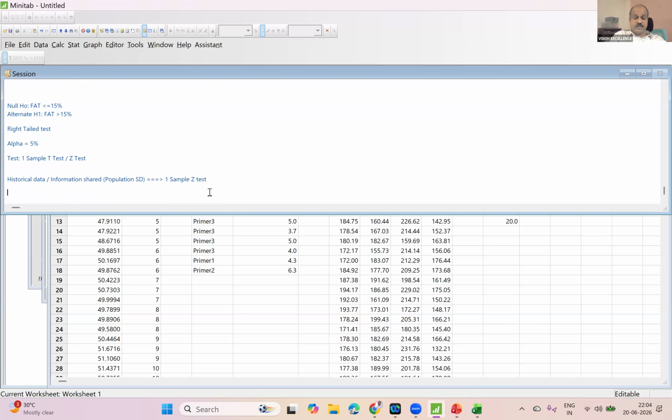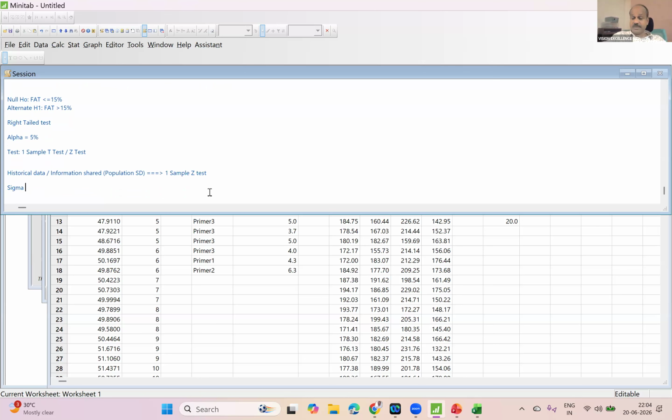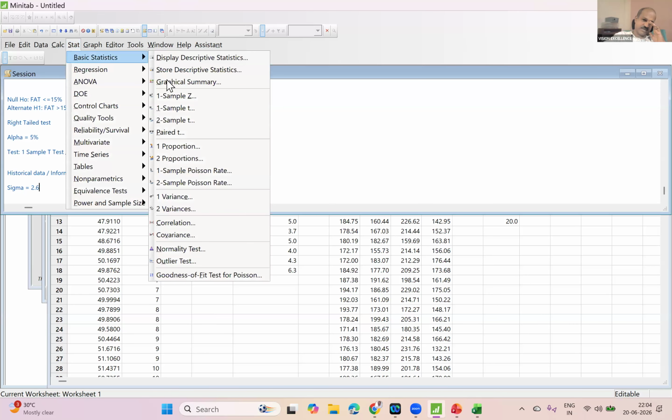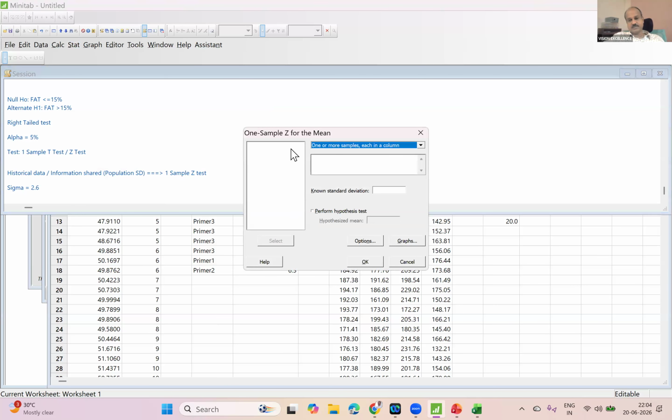So let us assume the population standard deviation sigma is 2.6. What is the test I should do now? One sample Z test. Let us do it. Go to Stat, go to Basic Stat, One sample Z test. Click one or more samples in a column. What is that column? Fat content. Known standard deviation: this is nothing but population standard deviation. Do you understand how we are using this? We are not giving this while doing the T test.